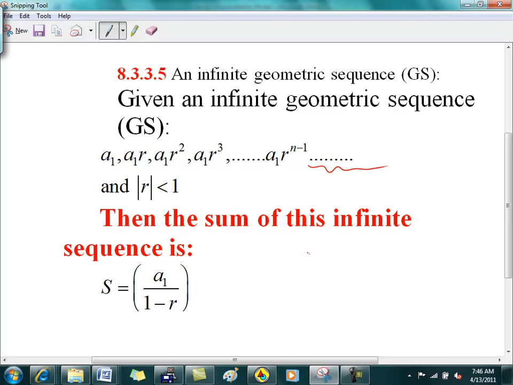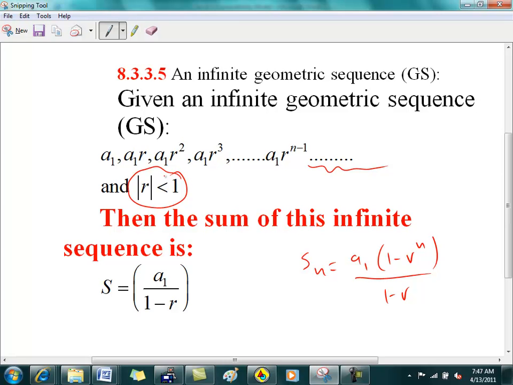So remember from the previous slide, our sum of a geometric sequence was something like this. Right? So in an infinite sequence, if this condition is met, everybody understand what that condition is saying? What's it saying? That the absolute value of R is less than 1?